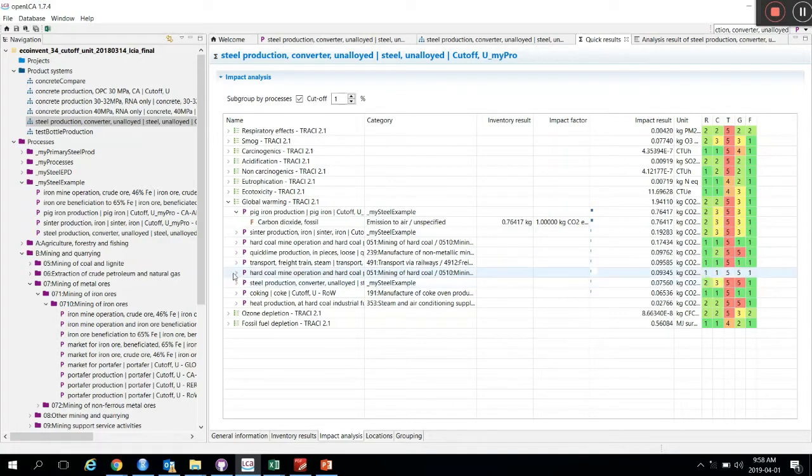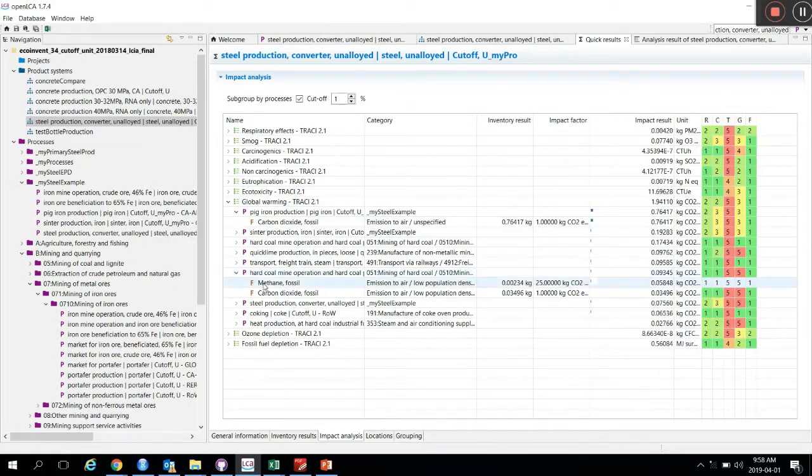But if you look at hard coal mine operation, you'll expect some methane as well. So you can see the inventory result, the elementary flow result or air emission of each molecule, and then you see the related impact factor and the amount it's contributing. So you can see that in this case, methane is actually contributing more, right?